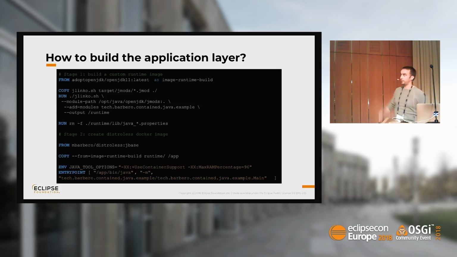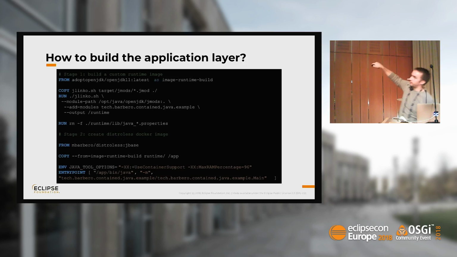And for that, I use a multi-stage Docker build. The first stage is about creating the shrunk JRE, sorry, the Java runtime environment. So I use the base image where I can take the version of Java that I need. So here, OpenJDK 11, and then I use JLink to create a shrunk JRE with the modules that I need.